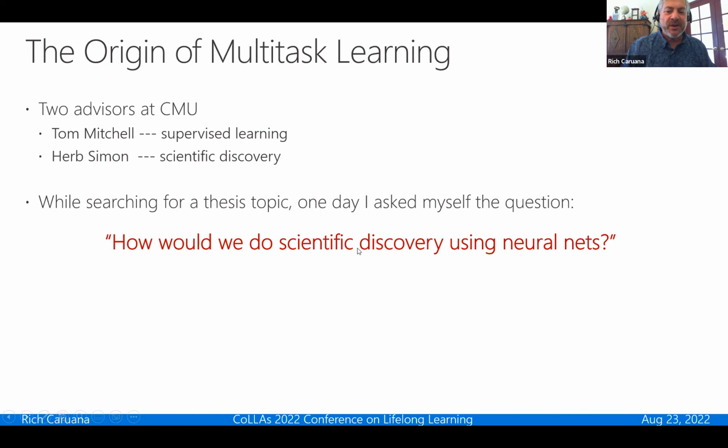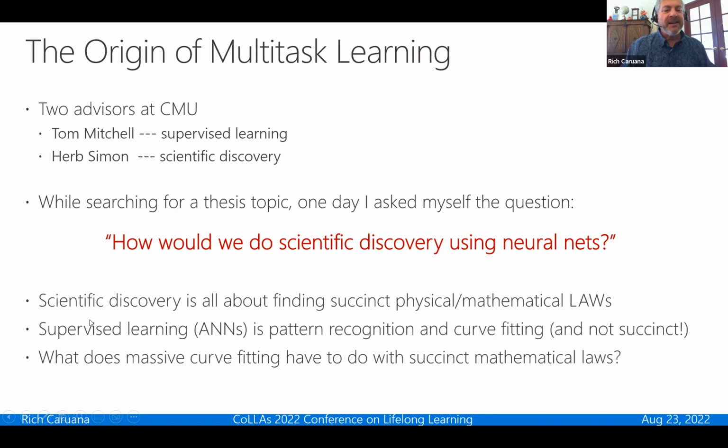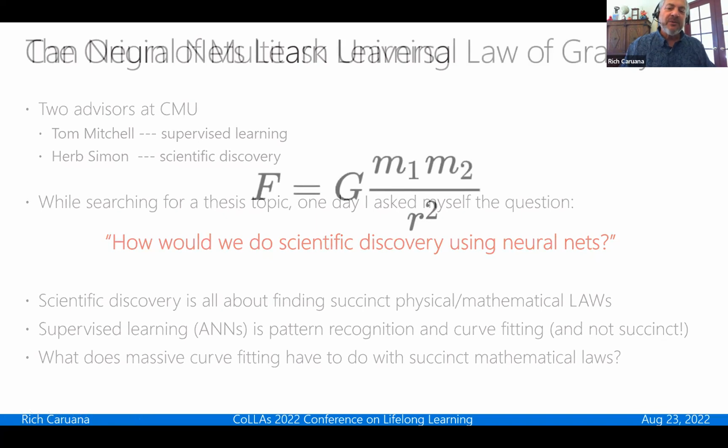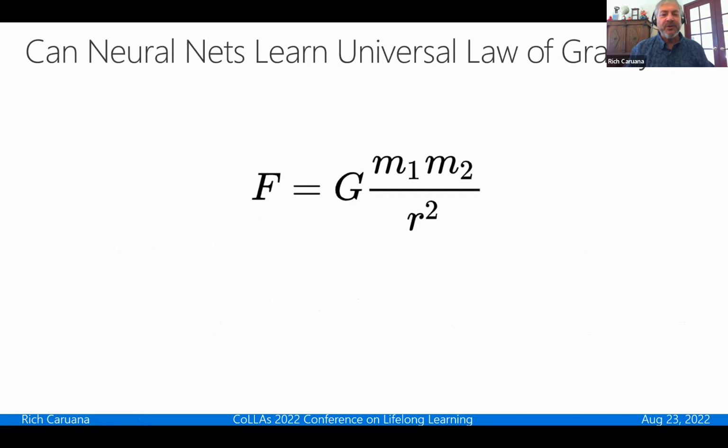It seemed like a crazy question. It didn't seem to make sense. Scientific discovery is all about learning succinct mathematical laws. Supervised learning is pattern recognition and curve fitting. It is anything but succinct, especially now. How does massive curve fitting fit in with learning succinct mathematical laws? So, here's the question: how would a neural net learn something like the universal law of gravity, or Kepler's laws of motion, or PV equals nRT, or any of these nice, simple physical laws?